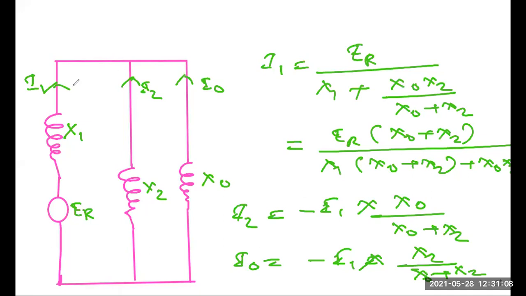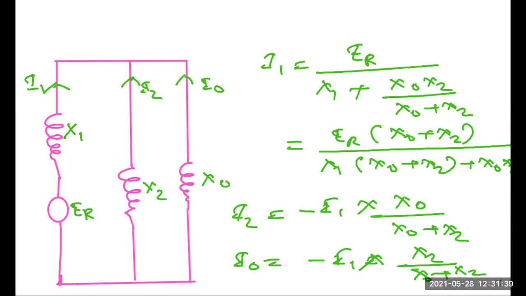This is a current division rule. This is the source current I1, and as their directions are opposite, that's why this is minus. And when we are taking this current, we take the reactance of this one, X0, divided by the summation of these two reactances. And for I0, as these two currents are opposite, this should be minus. So minus I1 into X2 by X0 plus X2. Yes or no?